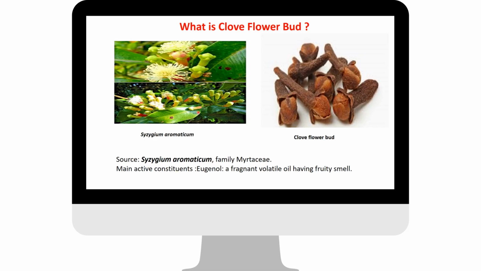Clear? So the biological source of this clove flower bud is Syzygium aromaticum, which is available in the family Myrtaceae. Myrtaceae is the family which provides a number of volatile oil constituent containing drugs, having a fruity smell and some kind of unique smell. If you see the main constituent of the clove flower bud, it is eugenol, having some kind of fruity smell, right? So this is all about the clove flower bud. Now we shall proceed to see further details.